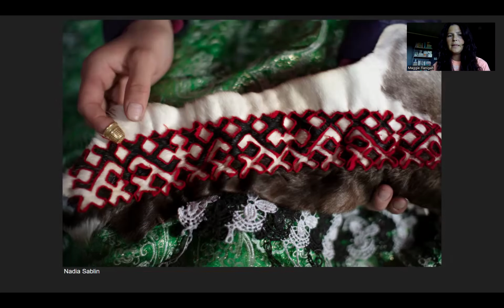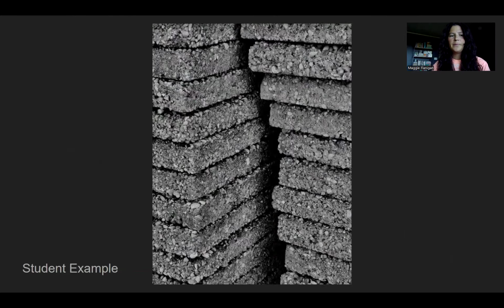This Nadia Sablin piece, it's almost doubled down the softness of the texture by adding in the hands in the image where it feels like this person is showing you just how soft this fur might feel to the touch. Some examples from students, this kind of rough tiles, sort of like concrete tiles stacked up. A rough burlap here as a texture example.